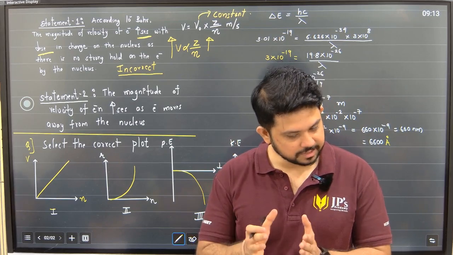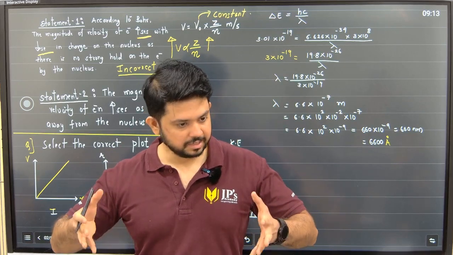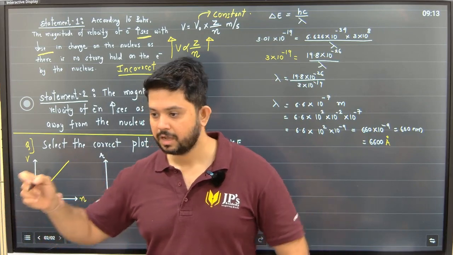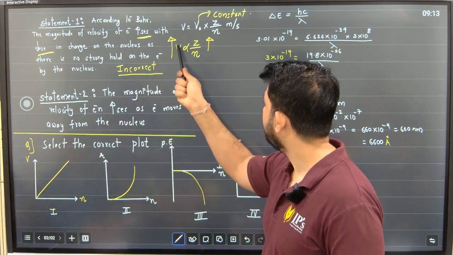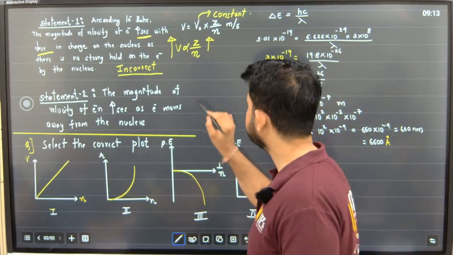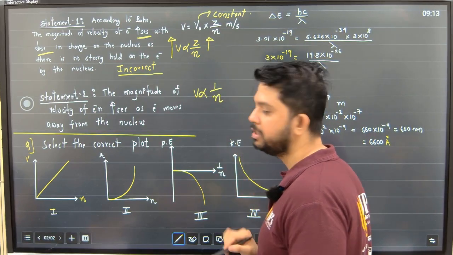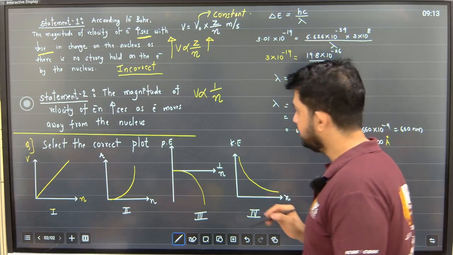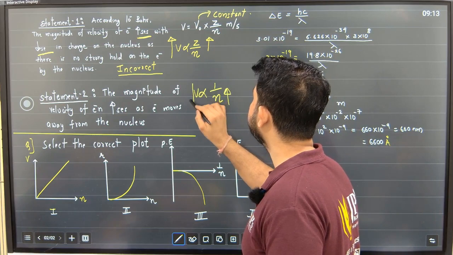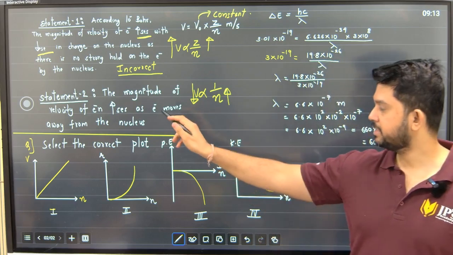पहले न्यूक्लियस के नजदीक, मतलब n is equal to 1, then 2, 3, 4. So न्यूक्लियस से दूर जा रहा है, and velocity और n का क्या रिलेशन है people? Inverse proportionality. V is inversely proportional to n. So if n will increase, मतलब दूर जा रहा है, तो velocity को क्या होगा people? Velocity will decrease.